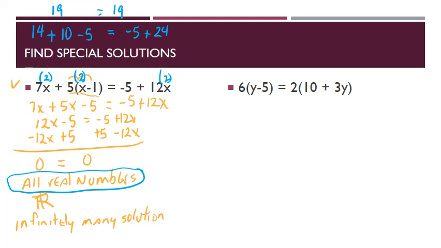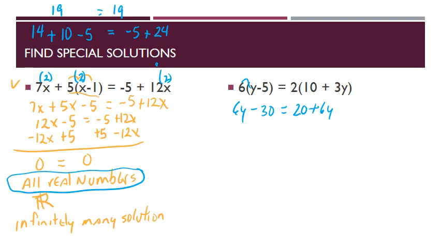Now let's look at this second situation here. Again, I'm going to distribute to both sides. So here we got 6 times y is going to give me 6y. And 6 times negative 5 is going to give me negative 30. And on the right-hand side, I'm going to distribute the 2 to the 10 plus 3y. So 2 times 10 is 20. And 2 times 3y is 6y. So on the right-hand side now, I've got 20 plus 6y.